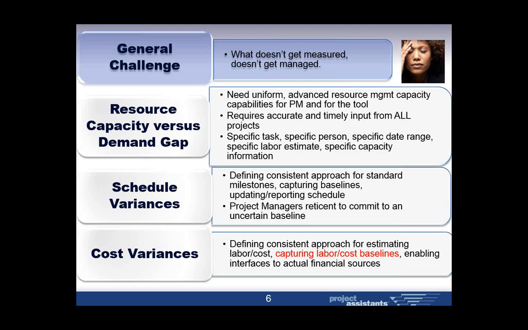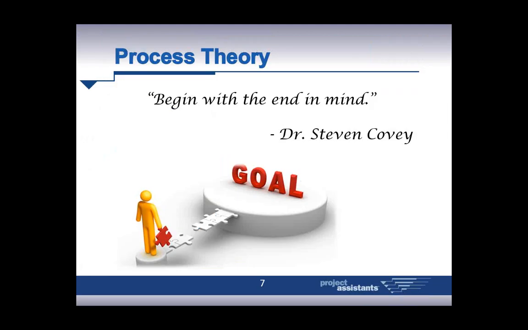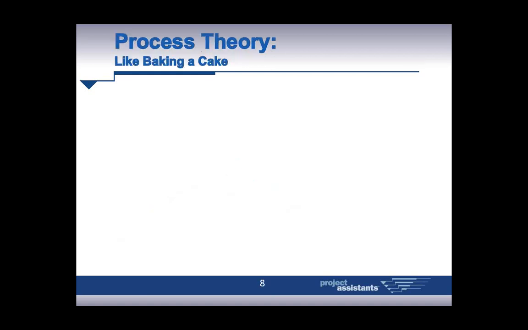So these are some pretty big challenges, and we want to go ahead and double-click on that by talking just briefly about some process theory. Okay, so if we begin with the end in mind, as was stated by Stephen Covey in The Seven Habits of Highly Successful People, beginning with the end in mind with us is this idea of, okay, I want to have a dashboard. I want to be able to see how my projects are doing. So that's the end point. But how do we back into that?